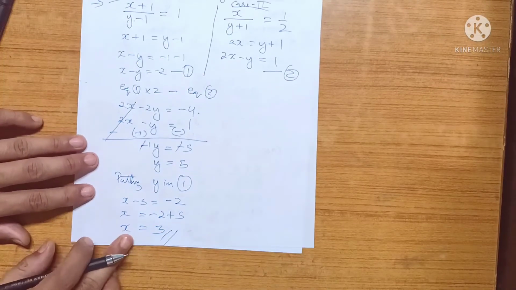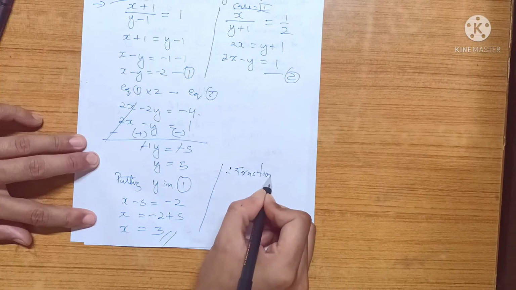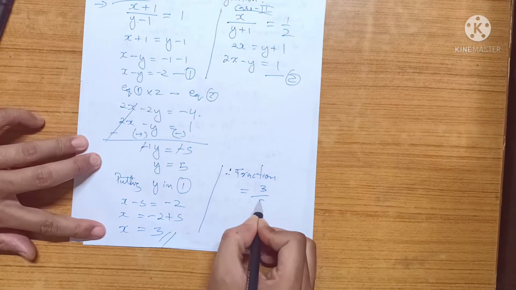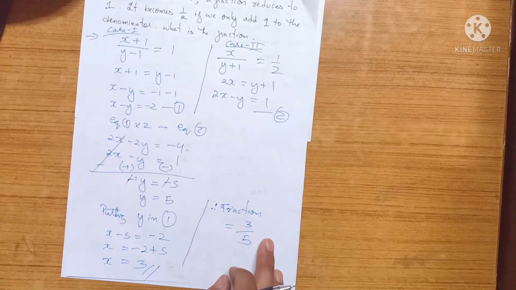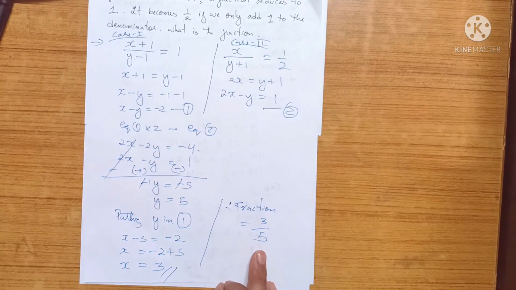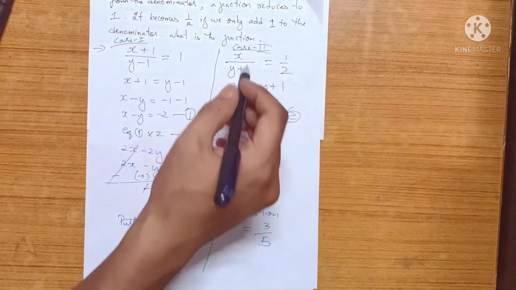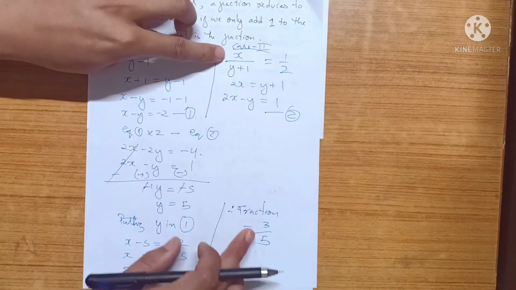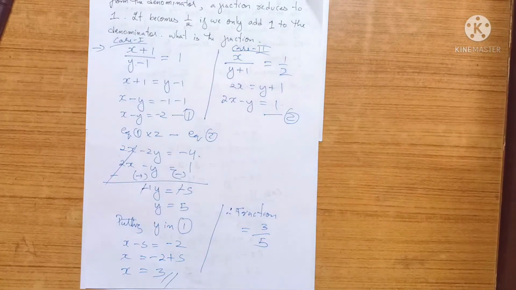So let's see if it satisfies the equation or not. Therefore the fraction is equal to 3 by 5, x by y. So if I add 1 to 3, we're getting 4. If we subtract 1 from 5, we're getting 4. So 4 by 4 is 1. So that is quite easy. Even if we apply the same thing here, 3 by 5 plus 1 is 6. So 3 by 6 is 1 by 2. Got it?